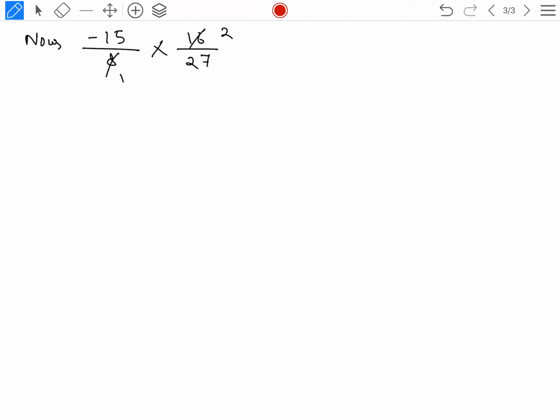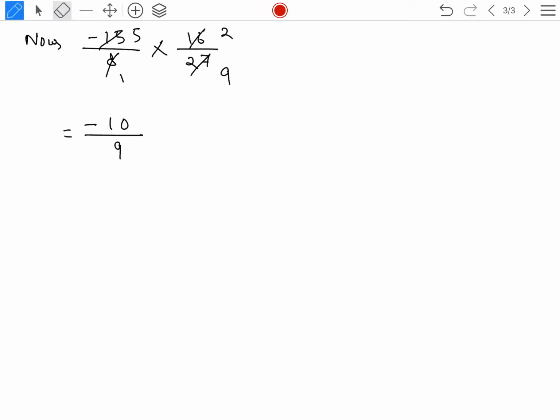Now see, 8 1s are 8, 8 2s are 16. Okay, 3 9s are 27, 3 5s are 15. So if we solve, we will get minus 5 into 2 means minus 10, then 1 into 9 means 9. Minus 10 by 9. So now we will write according to the question.